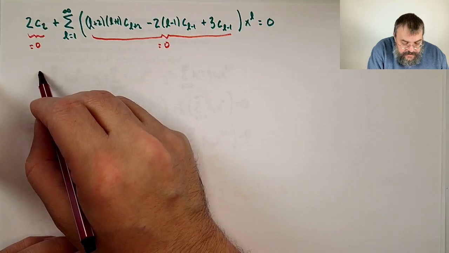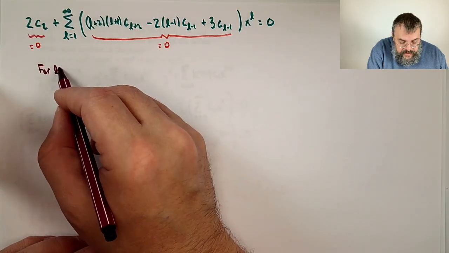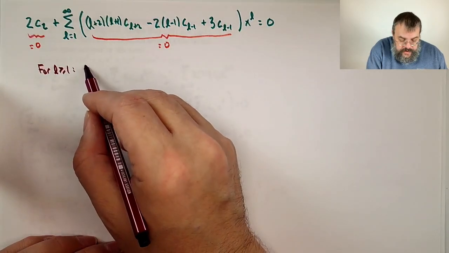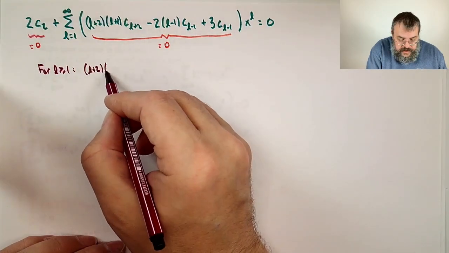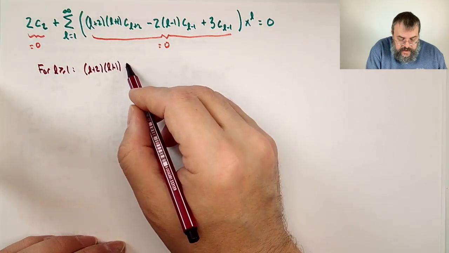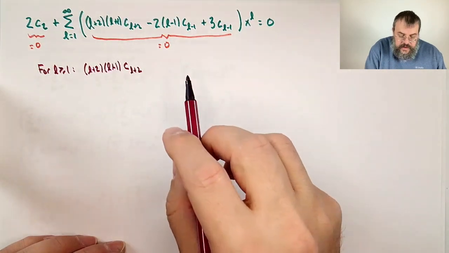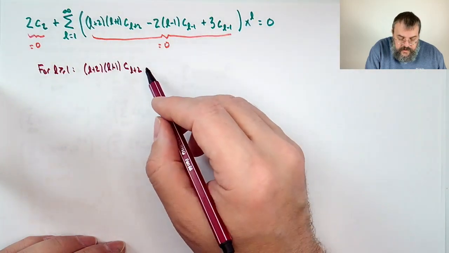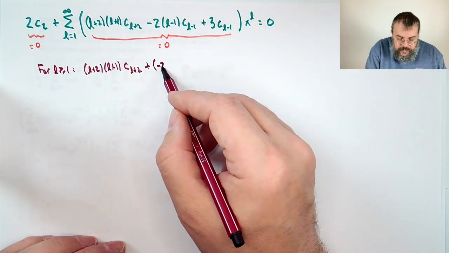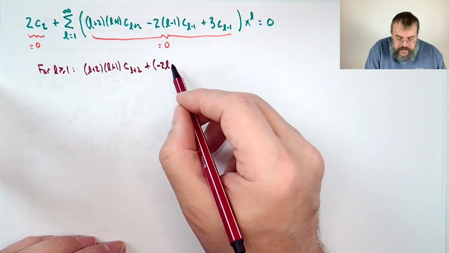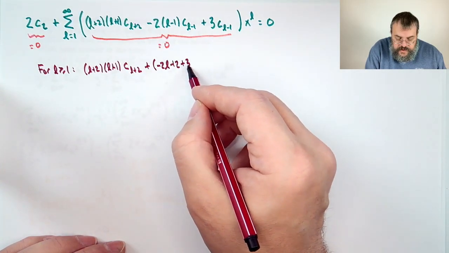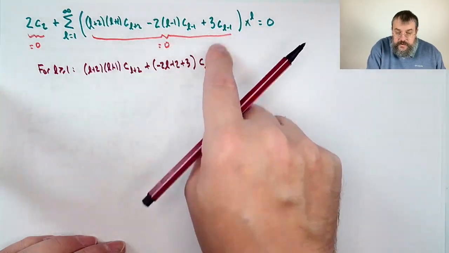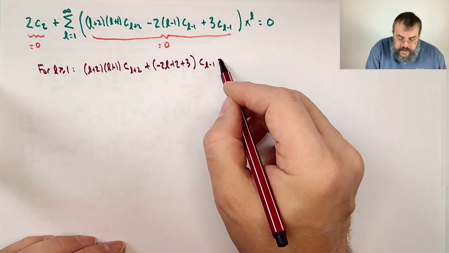So we have for L greater than or equal to 1, because we're starting at 1, we can say L plus 2 times L plus 1 times C L plus 2. And there are both C L minus 1s here. So let's see, plus, if we write this out, that's minus 2L plus 2 plus 3 C L minus 1. So I just distribute the minus 2 and the 3. And that equals 0.